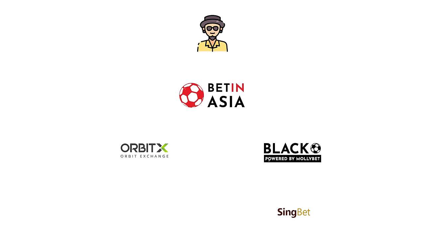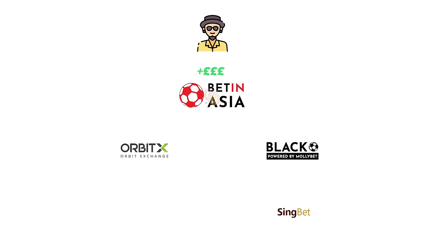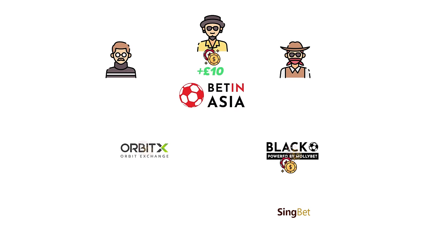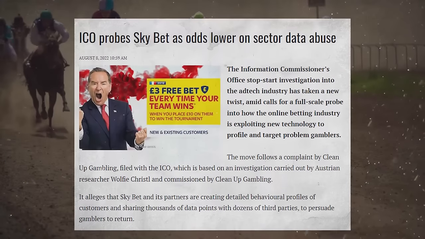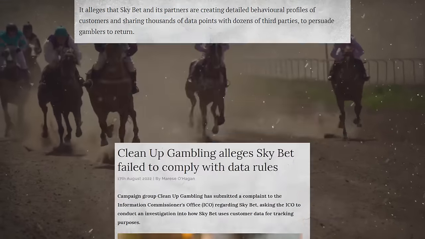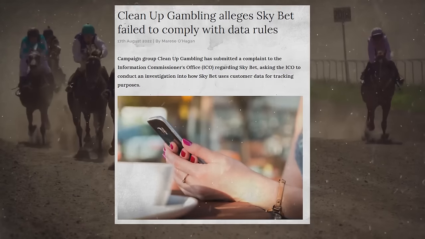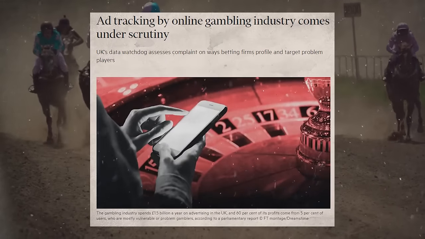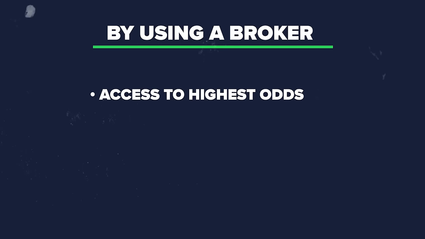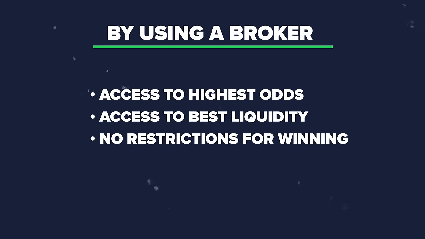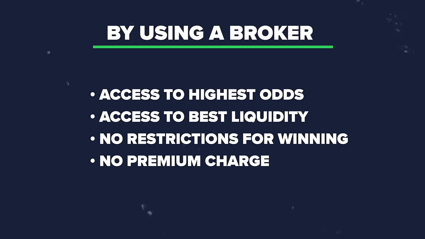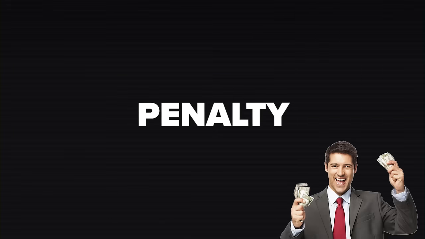Now, the sportsbooks just see this as a broker's account placing bets, many of which are quite ordinary and at poor value. BettingAsia get paid for the cumulative betting volumes that they refer, so they're not interested in how profitable a single player is. So what does this mean for us? Well, it's no secret that large betting companies exploit customer data, spy on our every move, and restrict us when we win. By using a broker, we're able to get the highest odds and best liquidity without being restricted or slammed with premium charges. There's literally no penalty for winning.